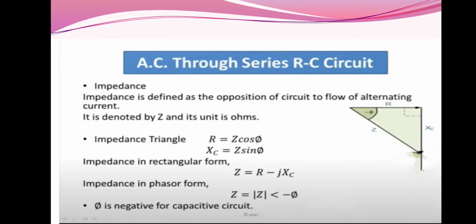Here we have shown impedance. Impedance is defined as the opposition of the circuit to the flow of alternating current offered by the RC series circuit, that is known as impedance Z.